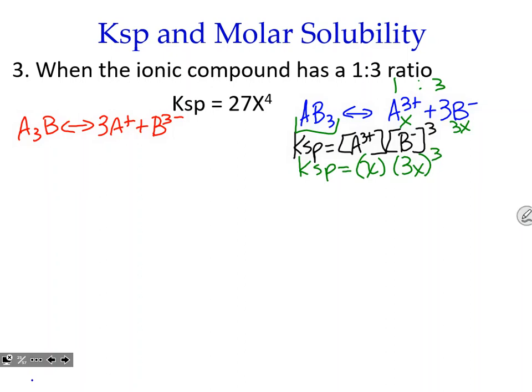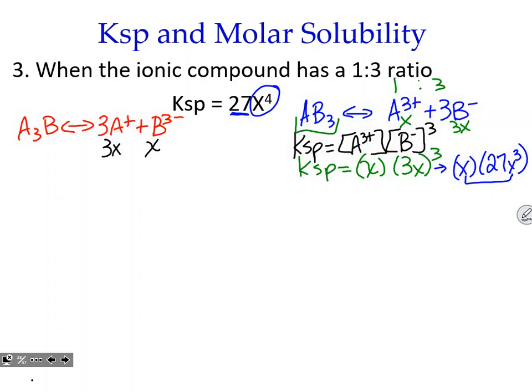And this, of course, gives you X times 27X to the third, because 3 cubed is 27, right? So that's where this 27 comes from. And then the X times the X to the third gives us the X to the fourth there. So the same thing would happen on this side, except this would be the 3X and this would be the X. You still end up getting the 27X to the fourth as your way of calculating molar solubility.